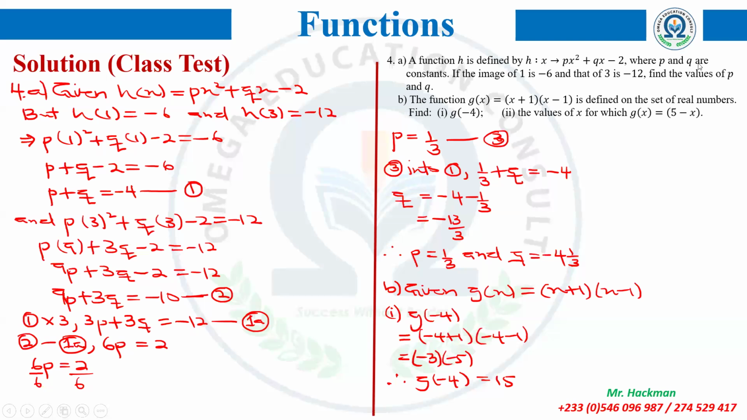Then where P and Q are constants, if the image of 1 is -6, so this is the information here, and another information, the image of 3 is -12. Find the values of P and Q. I've told you, anytime you have one unknown, we give you one piece of information to find it. If you have two unknowns, we have to give you at least two pieces of information to find them. And that's what you have here.